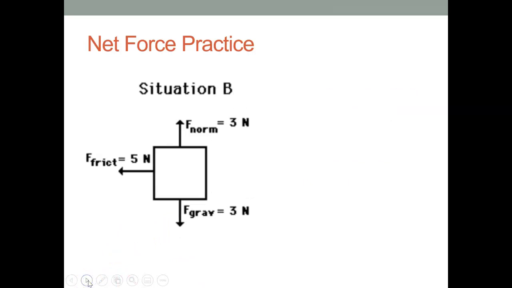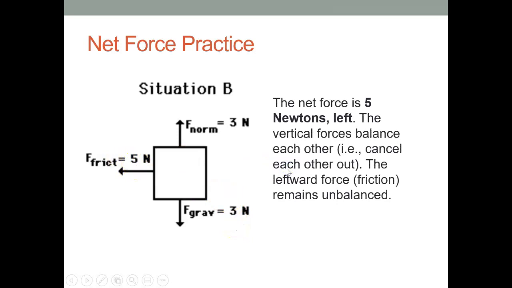For situation B, take a moment and pause the video to solve. As you note, going up, we have 3 newtons. Going down, we have 3 newtons. Those will both cancel one another out, but we also have 5 newtons going left. Therefore, the net force will be 5 newtons to the left.